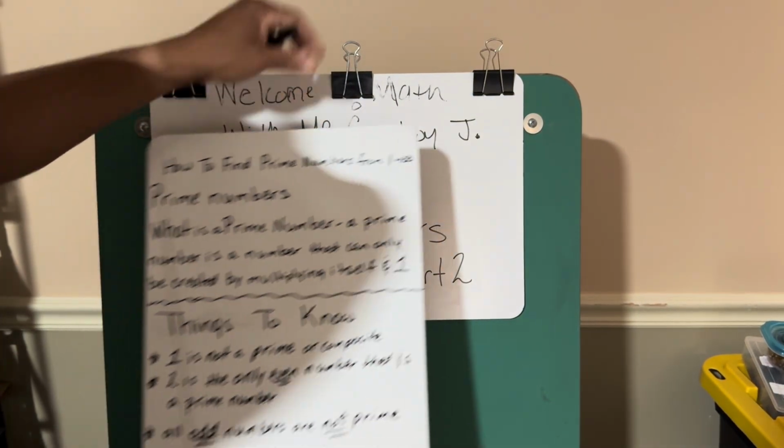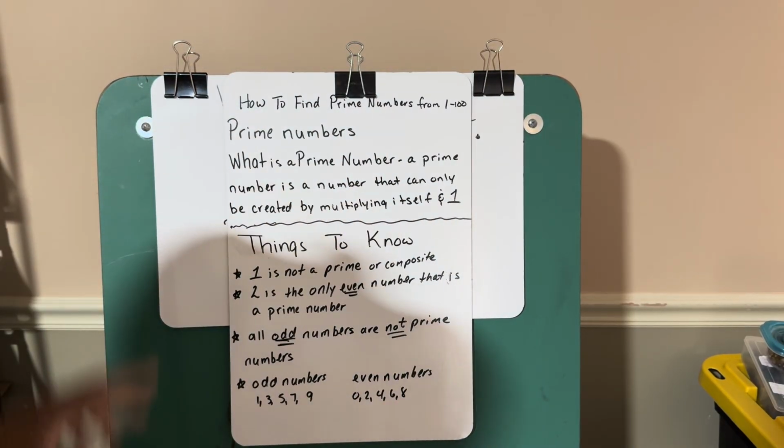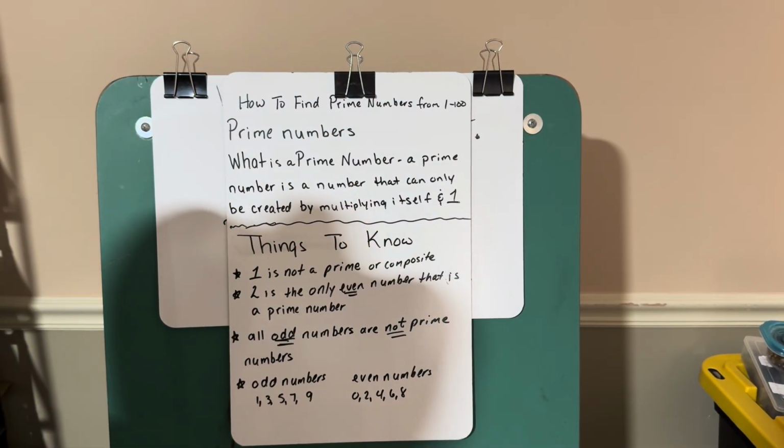Quick review. Again, we find prime numbers. A prime number is a number that can only be created by multiplying itself and 1. Remember things you should know. 1 is not a prime or composite number. 2 is the only even number that is a prime number.